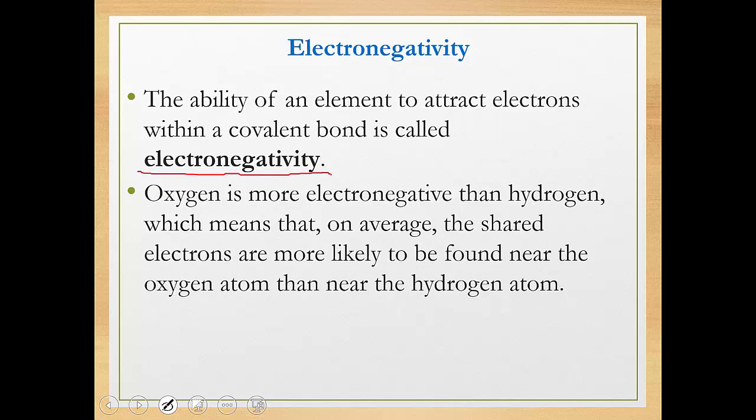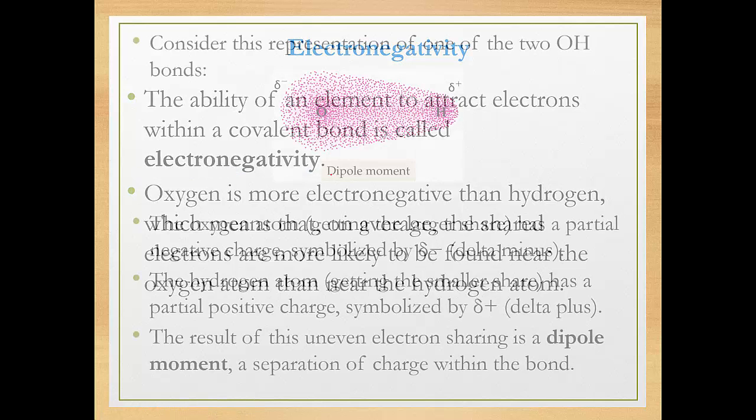And this is where, if we look at the trend of it, it starts over at fluorine and drops as you go down and left. Oxygen is closer to fluorine than hydrogen. Oxygen is more electronegative than hydrogen, which means on average that shared electrons between those two are more likely to be found near the oxygen atom than near the hydrogen atom.